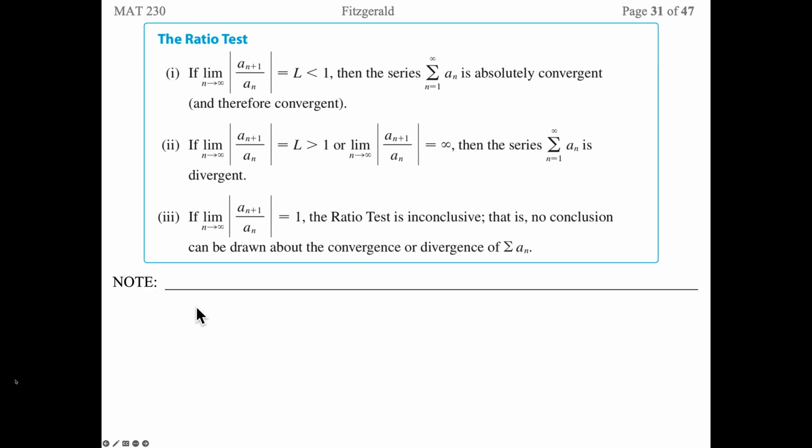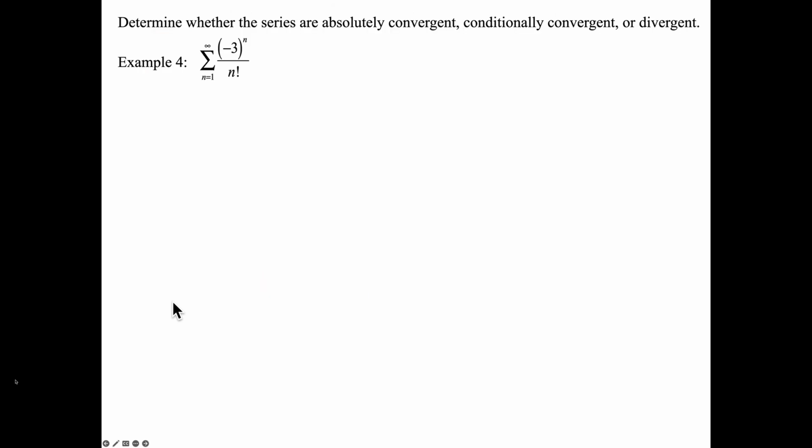So special note, this ratio test is very useful for series that converge rapidly. Your dead giveaway is you're going to see factorials or exponentials within your sequence function. That's a hint to use the ratio test. So looking at an example, we're going to determine whether the series are absolutely convergent, conditionally convergent, or divergent.